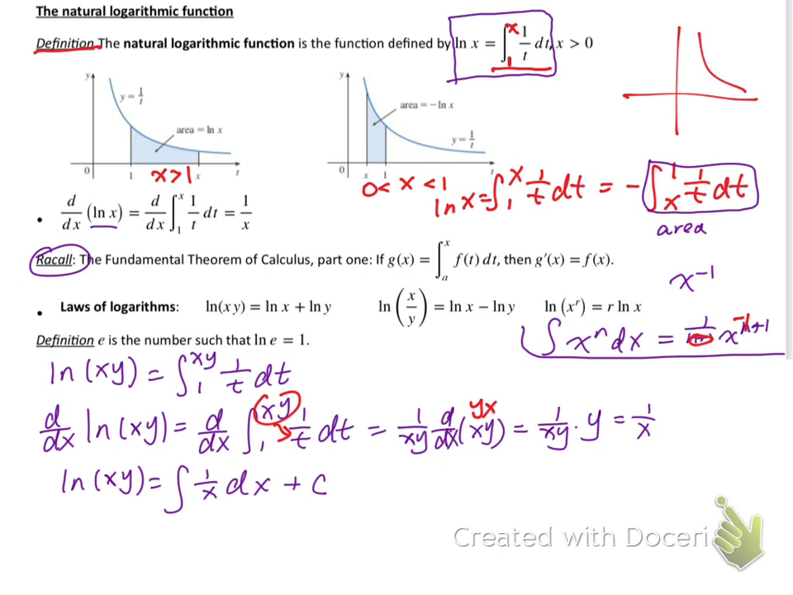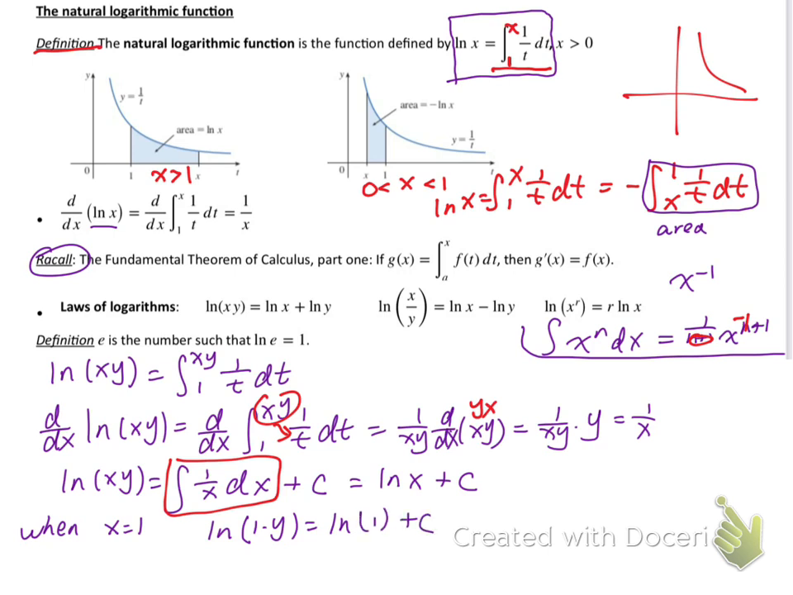But this, by definition, is ln x. Now I'm going to plug in x equals 1. You will have ln of 1 times y equals ln of x, ln of 1, plus c.